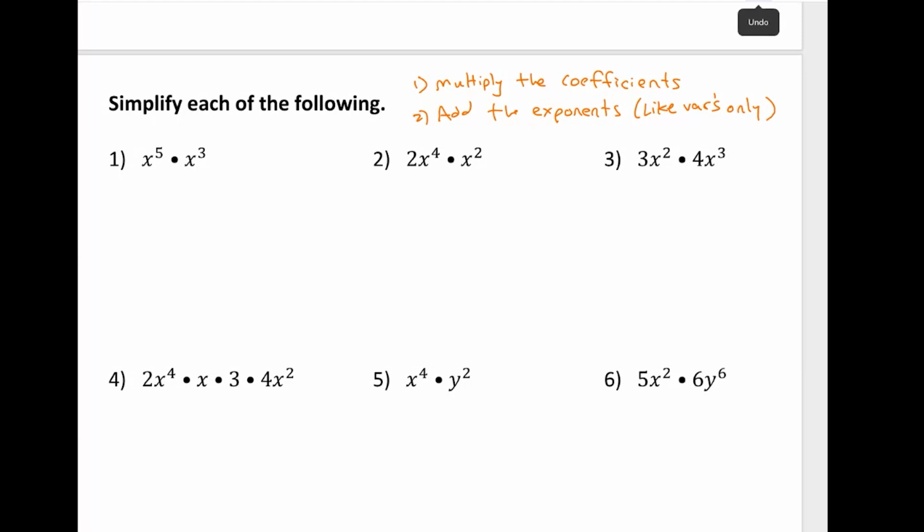Okay, so number 1, x to the 5th times x to the 3rd. We don't see a coefficient on there, so we're going to assume those to be 1. 1 times 1 is 1. We're going to multiply those together, and then we add the exponents. We're multiplying 5 x's and then another 3 x's, so 5 and 3 make 8. So we don't really need that 1 there. We can just write this as x to the 8th.